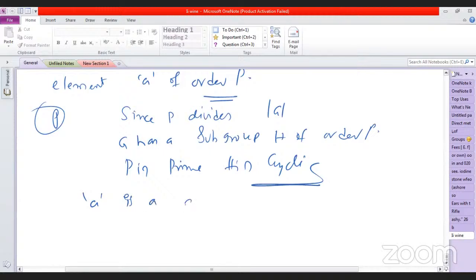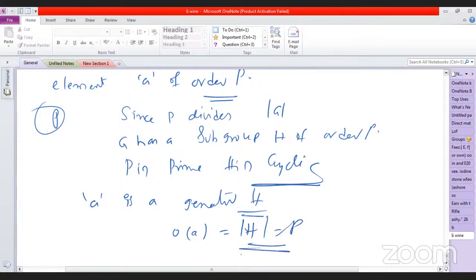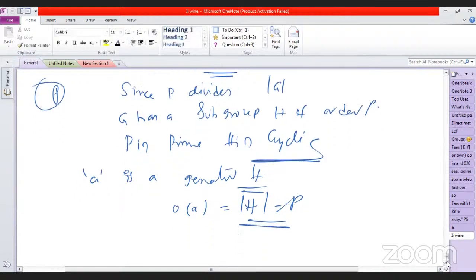A is a generator of H. So therefore, the order of A is equal to the modulus of H, which is equal to P. This is called Cauchy's theorem. But you have to write in the exam: it will come. You have to write the first Sylow theorem statement and its content.